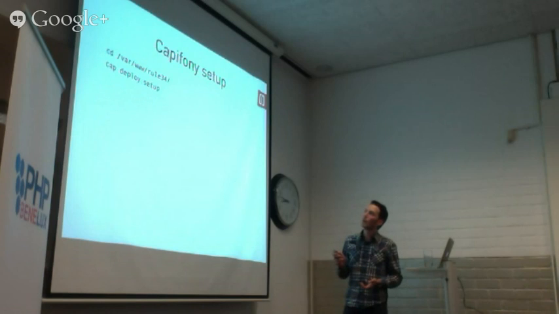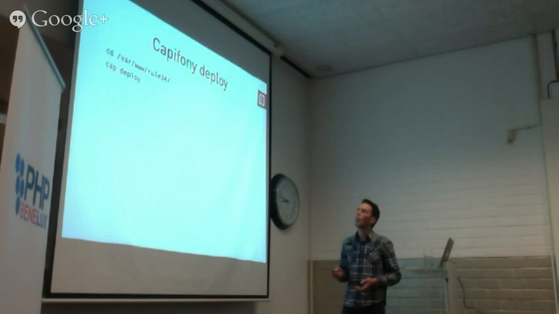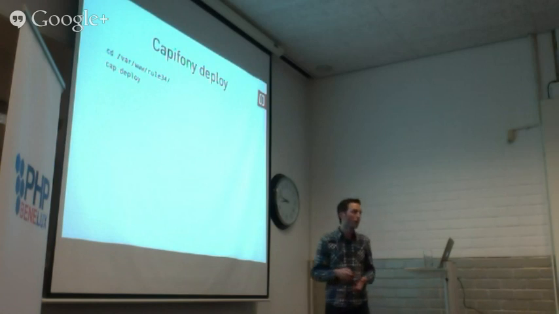Also, once you configure it, you go again to your web root, you run cap deploy:setup, and this will actually run your configuration on your remote server. So it will set up the deployment on your server. It will create the directory structure and set up some privileges. And after that, it's only this. Whenever you want to deploy, you just run cap deploy and be done.